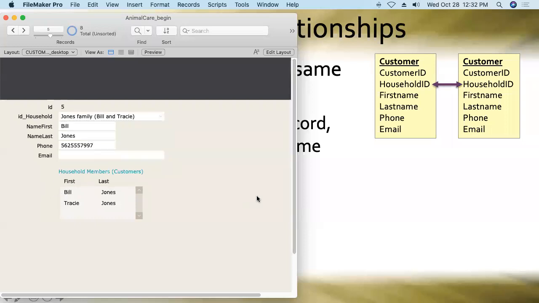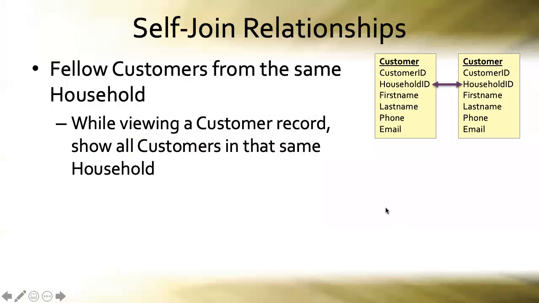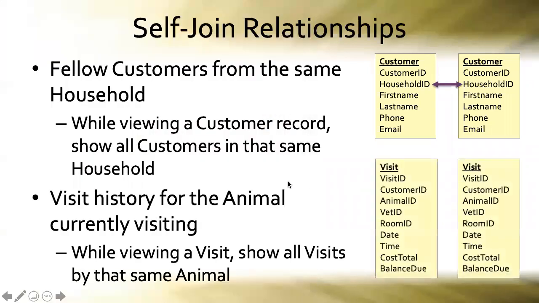All right, so that's our first self-join. Next, to practice self-joins again, let's say we wanted to see a visit history for the animal that is currently visiting. In other words, while we're viewing a visit record that's tagged with which animal we're treating, we also want to see in a portal all the visits by that same animal. So again we start from the context of a visit record, and we're trying to show in a portal on that layout other visit records, a self-join.